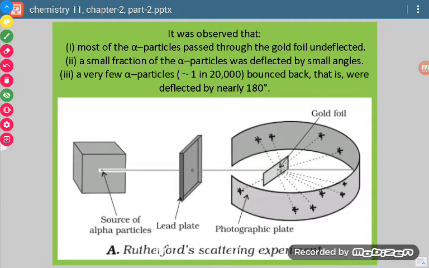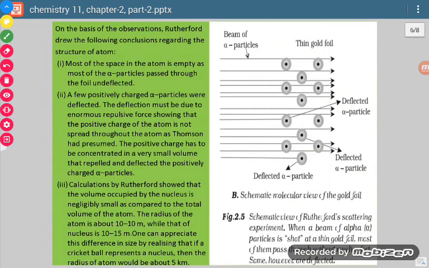If this happens, then this is the angle, and if this happens, then this is the angle. So whether it is this one or this one, in both cases it is large deflection. We will say it is large deflection. Now why did these three things happen? These are the reasons.